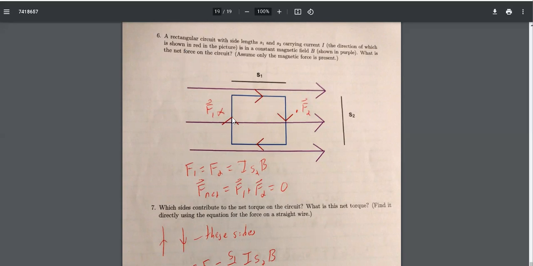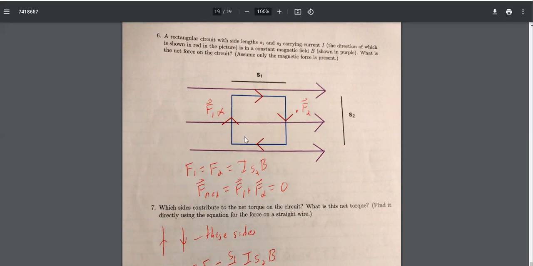The force is given by I, the current, times the length, times the magnetic field, times sine of the angle between them. We can see here, these are at right angles, right? This one's going up while our magnetic field is going right. That's an angle of 90 degrees. So the force is just I times the length times the magnetic field. Well, the length of this wire is S2. The magnetic field is B and the current is I. So our force 1 here is I S2 times B. And everything is exactly the same about the wire on this side.